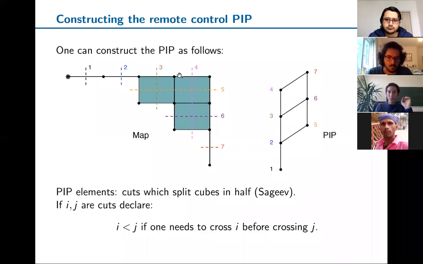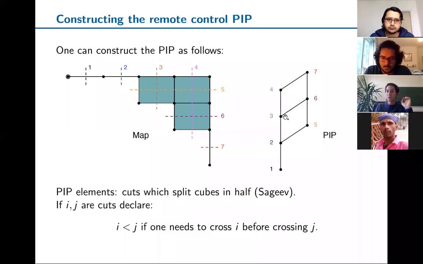If you want to cross hyperplane 3, of course you have to cross 2 first. So 2 is below 3. And similarly, 4 is above 3. So 3 is below 4, because you need to cross 3 before crossing 4. But you can cross 5 before crossing 3. So 5 is not after 3.